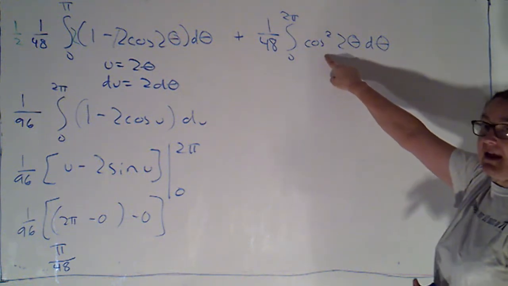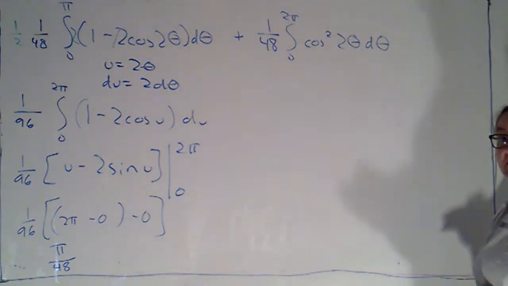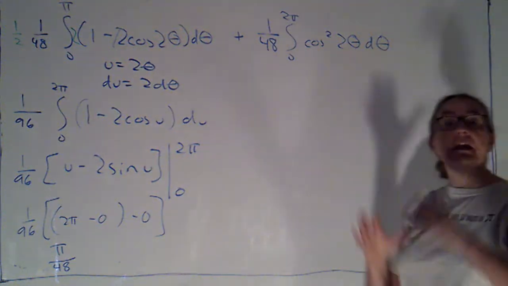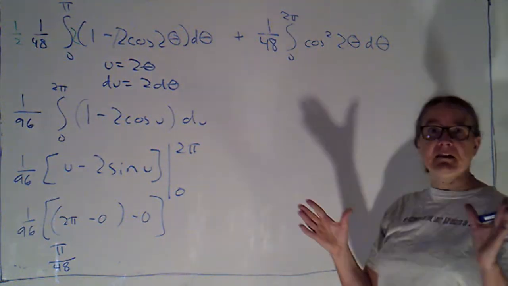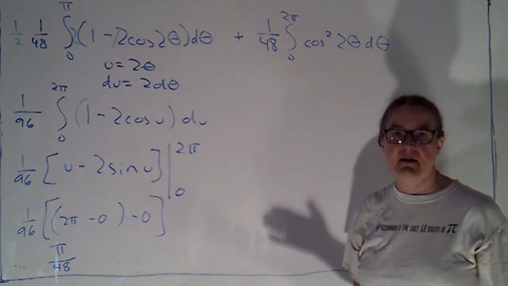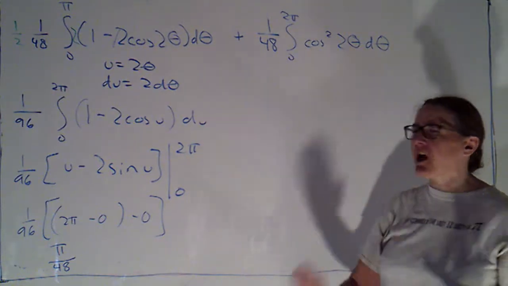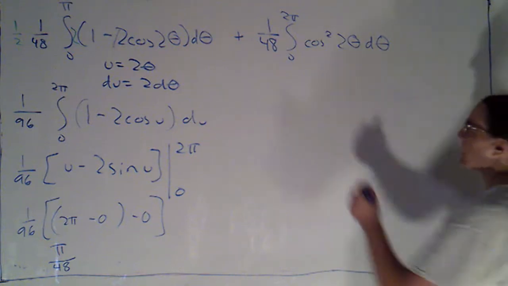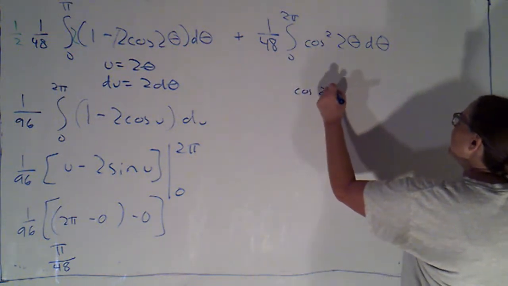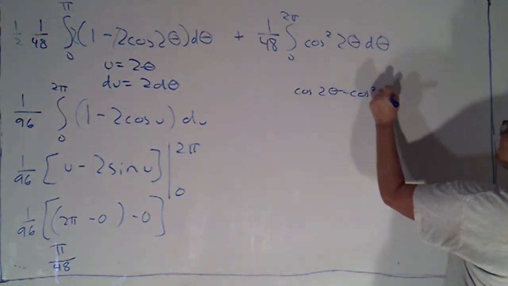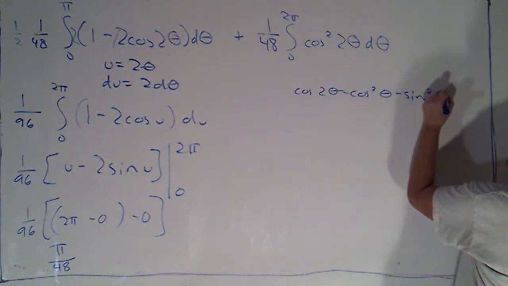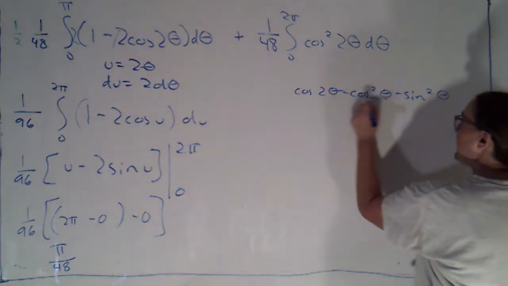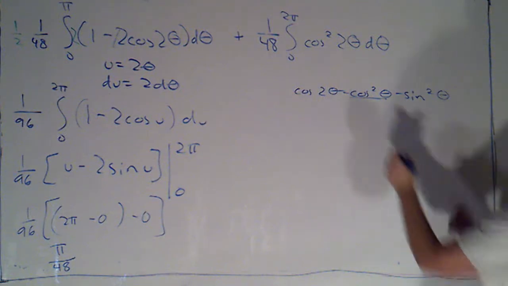I've got to add to that this integral. Now here, I'm going to have to use the double angle formula for cosine again. Now, if you know what that is, you don't need to derive it. If you think you know what it is but you're not sure, I would encourage you to derive it. And if you don't remember, you should derive it. So remember, cosine of 2 theta is cosine squared theta minus sine squared theta. This time I want to keep the cosines and get rid of the sines.